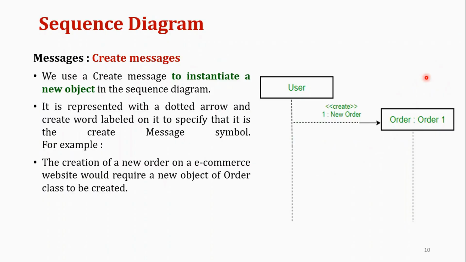And next is the create message. It instantiates a new object. A create message is used when a new object is created during system execution, and it is represented using a dotted arrow with the word create in angular brackets. For example, in an online e-commerce portal, after placing an order, a new order object will be created, not class, object, after the message from the user. So this is the create message.